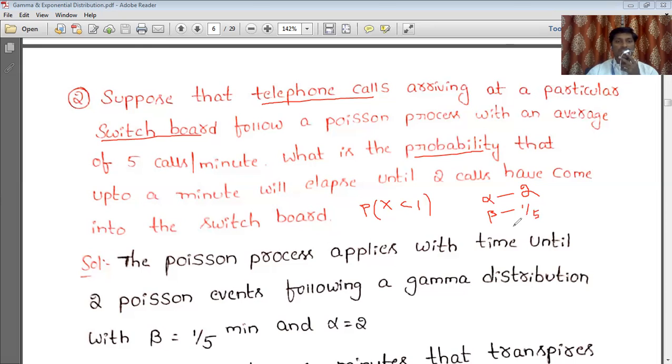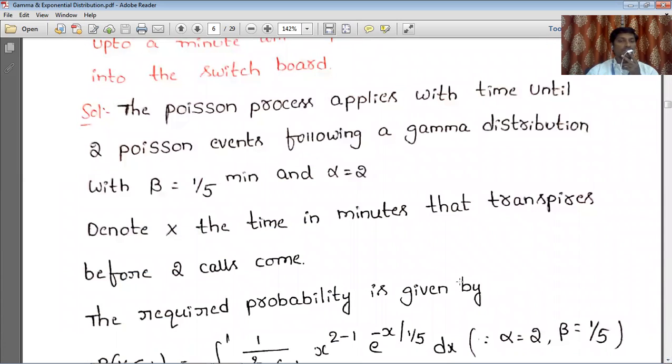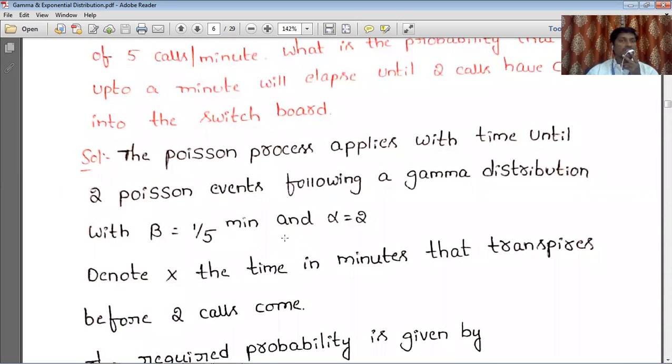So that is 5 calls per minute, and we simply write it as 1 by 5 minutes. It means per 1 minute we get 5 calls. So the Poisson process applies, with the time until 2 Poisson events following a gamma distribution with beta equal to 1 by 5 and alpha equal to 2. Here they give 5 calls per minute, so for 1 call, how much time does it take?